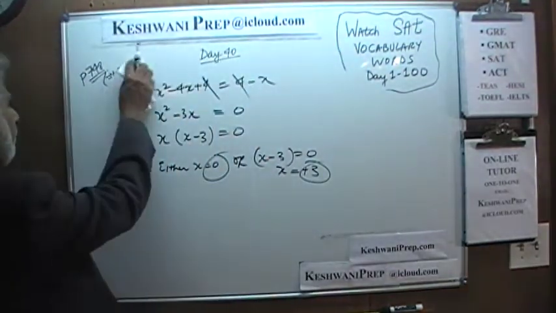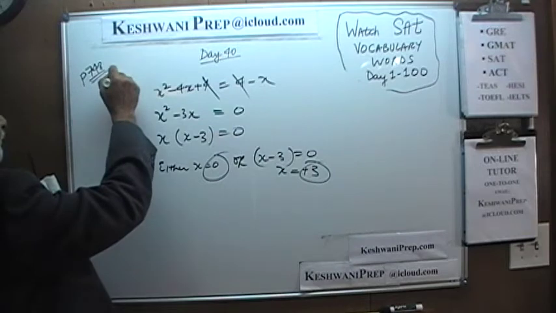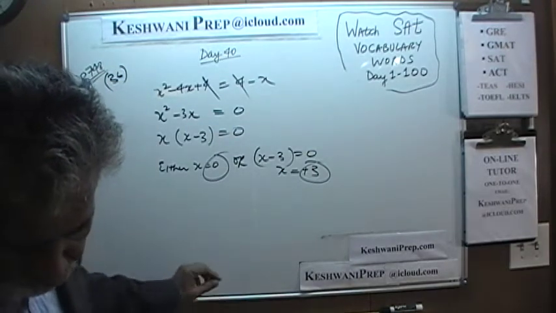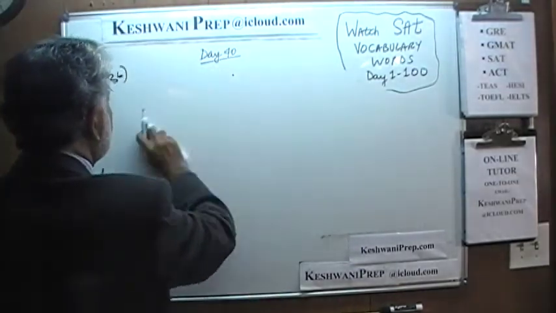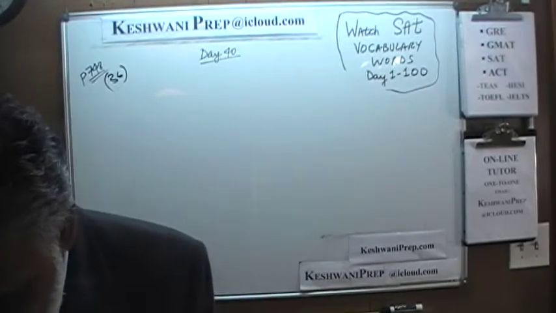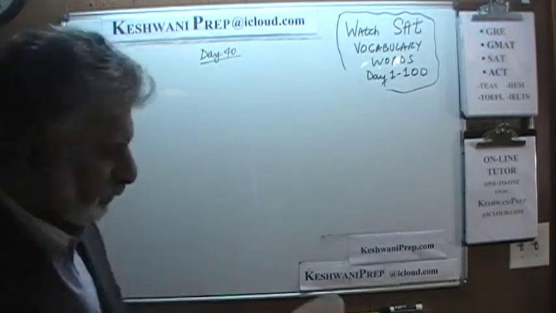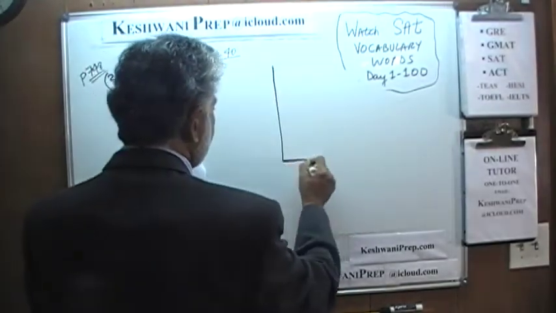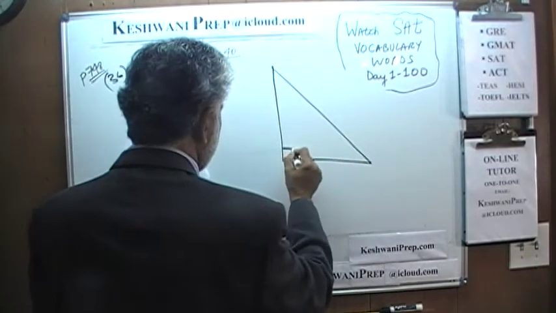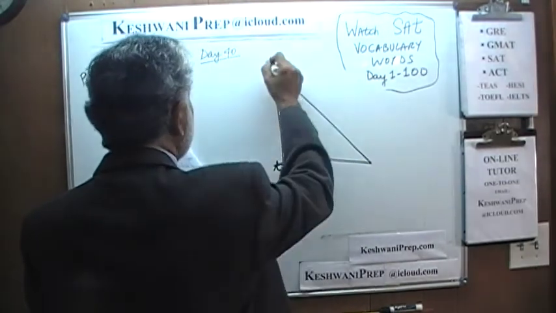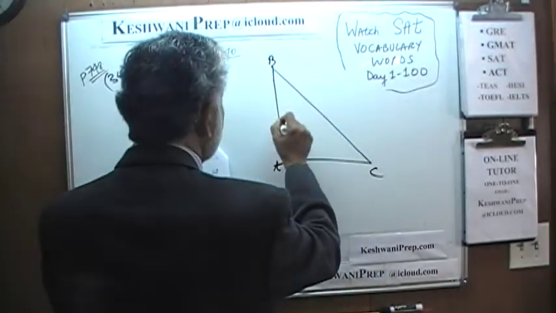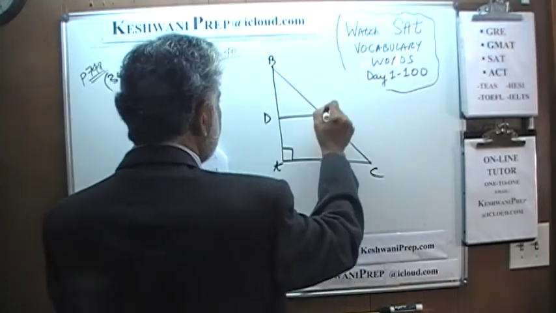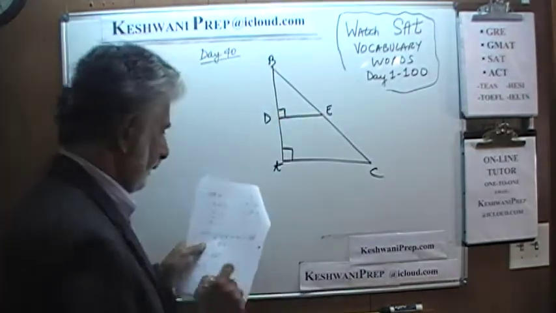Number 36. Number 36, let's see what it has to say. Number 36 has to do with a geometry problem. We are given a triangle, ABC. Let me put it on the blackboard so it's easier for us to do the work. And it looks something like this. It's a right angle triangle, ABC. And within this triangle, we have another triangle. So we have ABC, D, and E. And that is also a right angle triangle.